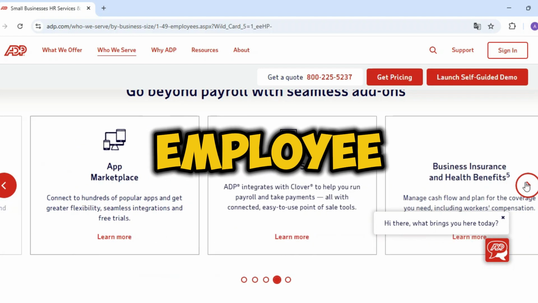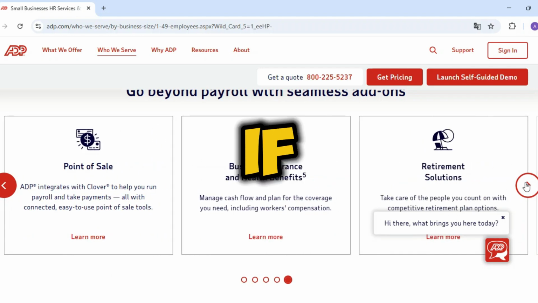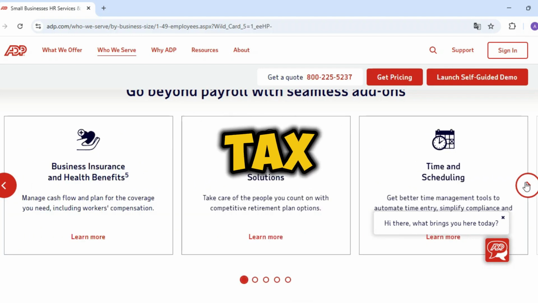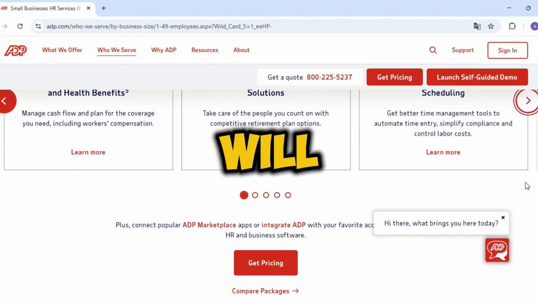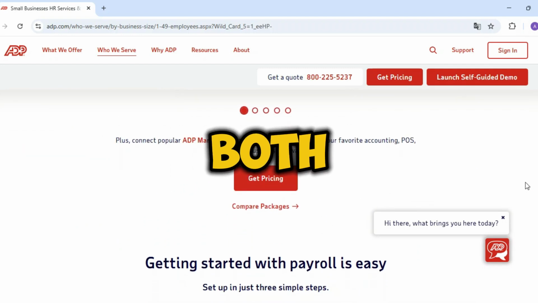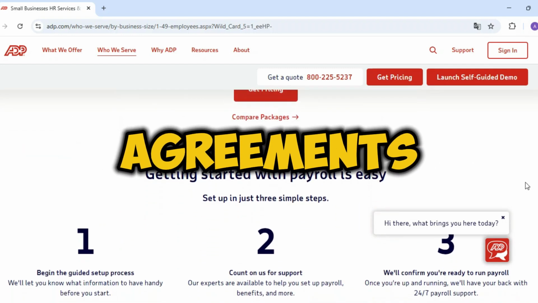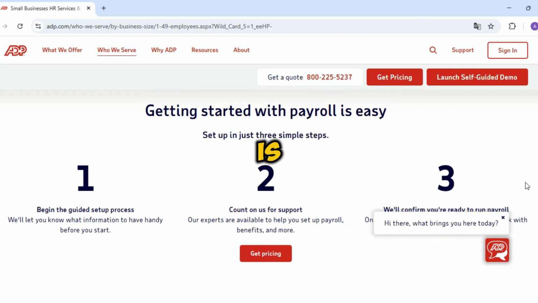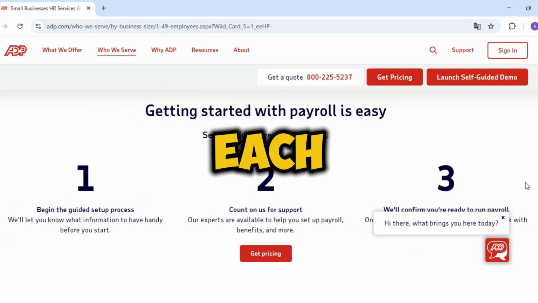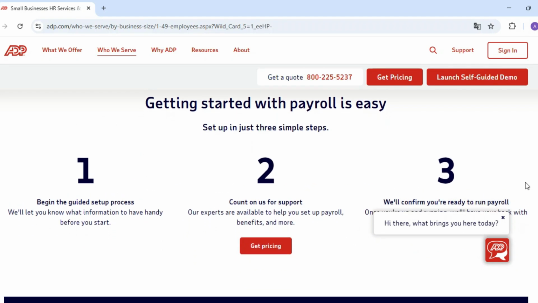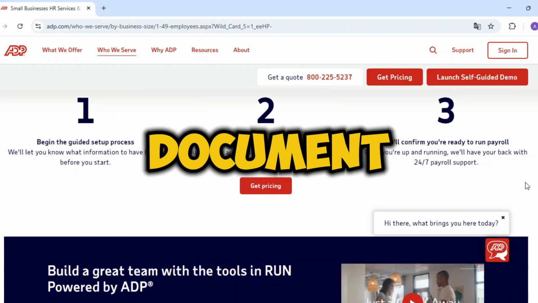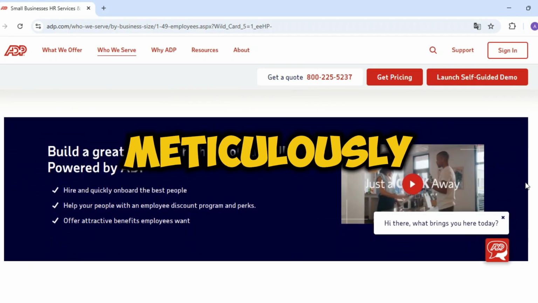For each employee, you must set up their work state and, if different, their resident state for tax purposes. ADP will then apply the correct withholding rules for both states based on reciprocal agreements. You also need to ensure your business is registered with the tax agencies in each state where you have employees working. My crucial pro tip: document the physical work location meticulously.